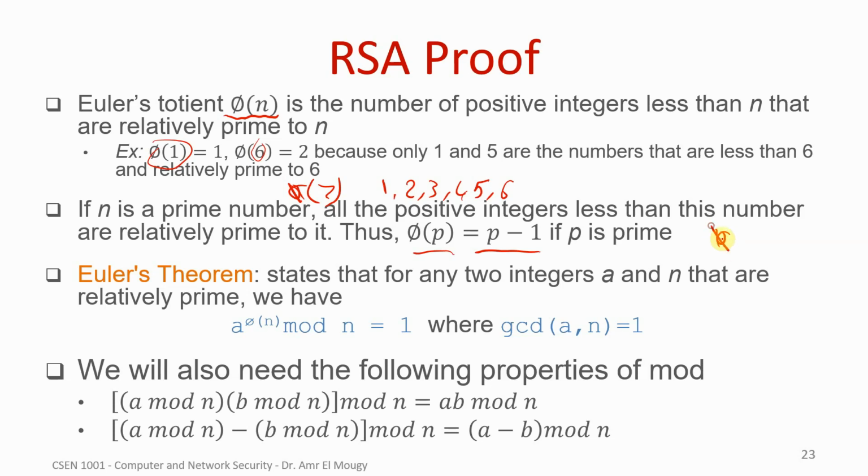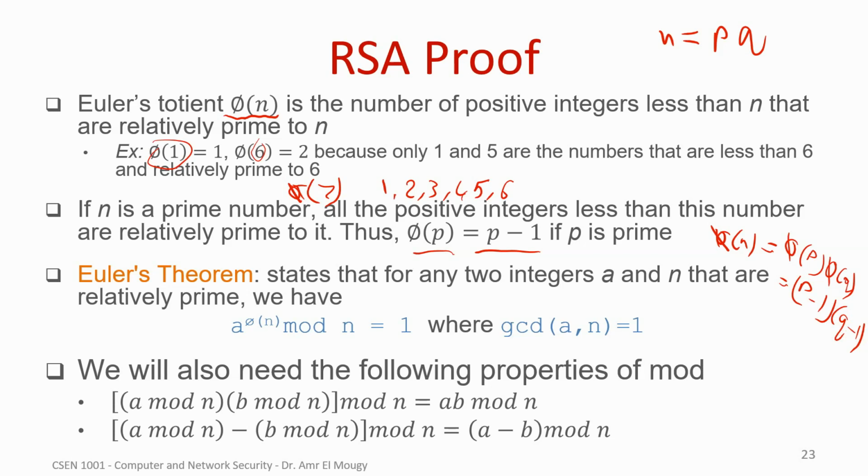In RSA, we said that we have phi of n, where n is equal to p multiplied by q, and p and q are both prime numbers. So phi of n is the product of two prime numbers, which is equal to phi of p multiplied by phi of q, which is equal to p minus 1 multiplied by q minus 1. This is why phi of n is equal to p minus 1 multiplied by q minus 1. This is the first thing we will need for the proof of RSA and for RSA itself, actually.